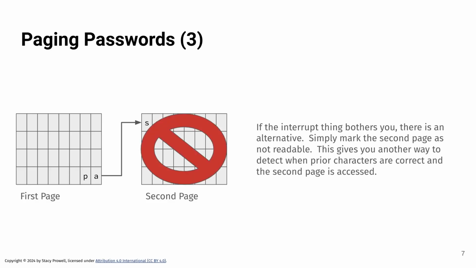If the interrupt thing is bugging you, like, that's a bad idea, you don't actually have to have that. You could mark the second page as not readable. And in that case, you'll get a different kind of interrupt when you access the second page, and you can still tell them apart. So that was just a really convenient thing to use, but there were other ways to do that as well.